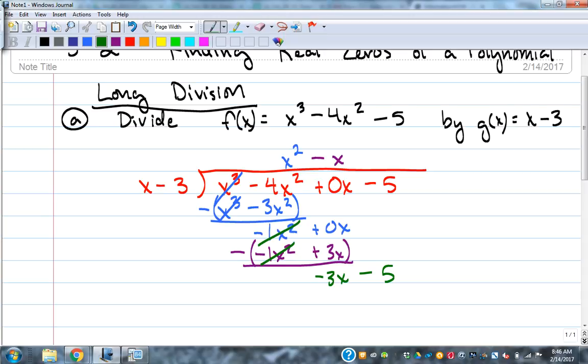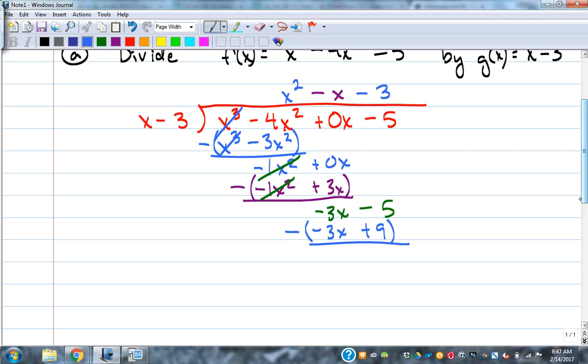What times x gives me negative 3x? Negative 3. So that's negative 3x plus 9. And we're subtracting that. These are gone. Distributing negative 3 back to this, that'd be the negative 3x. Negative 3 times negative 3 is positive. Whatever I put up here distributes to that to get what I subtract off.